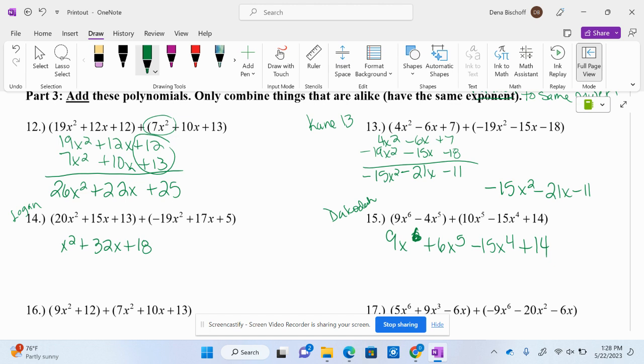All right. I am not going to do 16 or 17. Again, I scanned and posted this. I think you guys will be fine without it. But we are going to do number 18, 19, and 20.